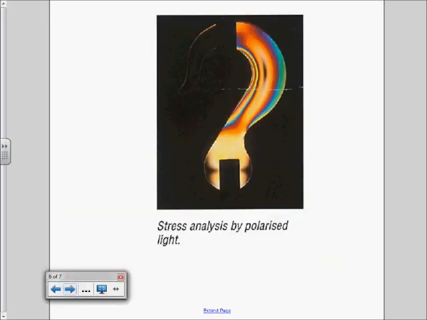There's another example there. Engineers, in trying to analyze the stresses on a hook shape, would model that hook out of perspex. They would shine a light through the perspex, and by analyzing the polarized light and looking at the different colors, you can identify which parts are experiencing more stress than other parts.